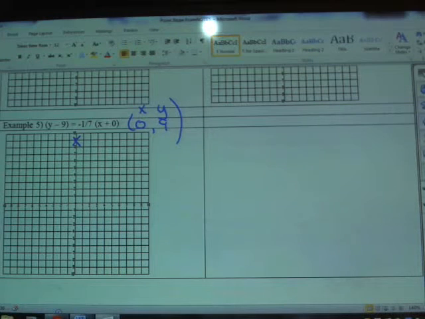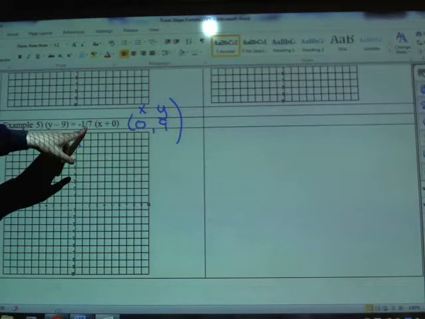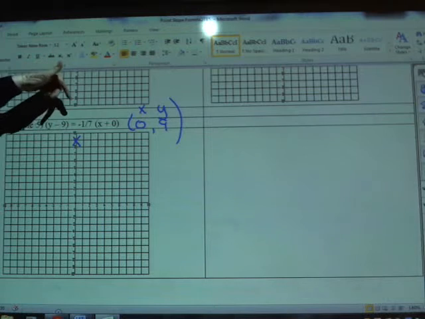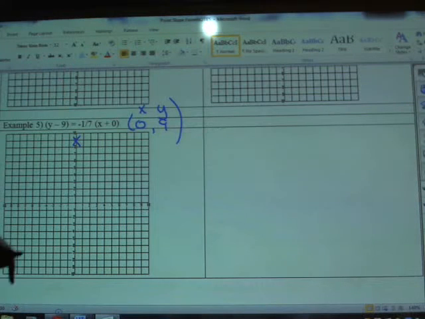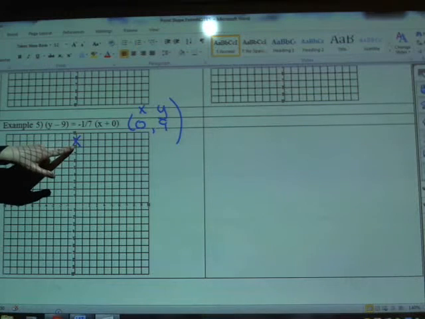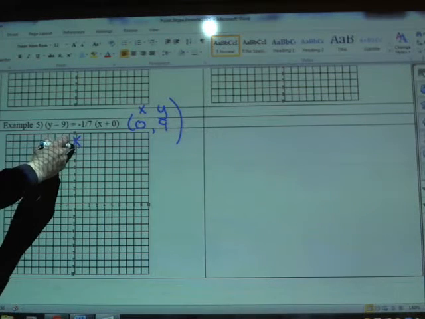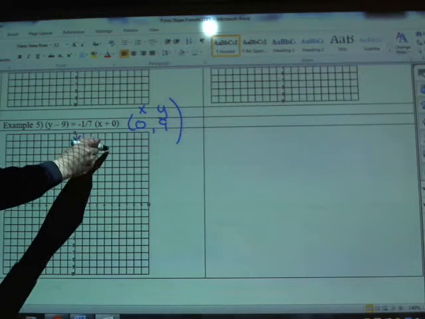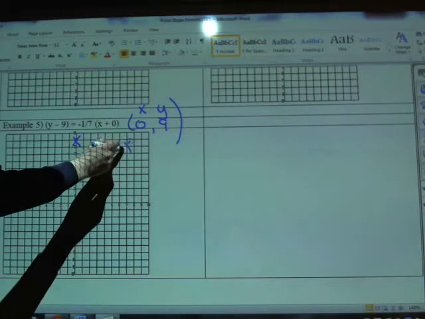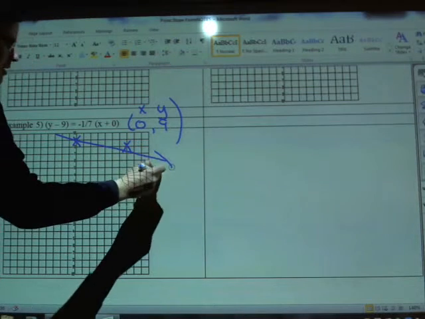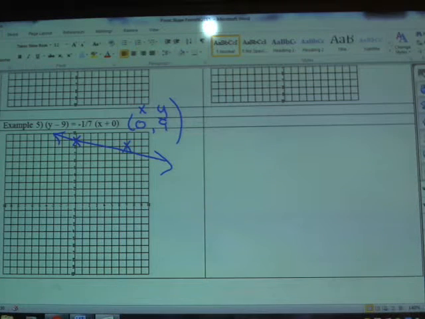Then I'm going to plot my slope. My slope here is negative 1/7. A slope of negative 1 over 7 means I'm going to rise negative 1 unit, or in other words, go down 1 unit. Negatives go down, positives go up. Slope has the exact same meaning it's had in every section you've seen. Down 1 unit, and then run 7, go to the right 7. So I go 1, 2, 3, 4, 5, 6, 7 units to the right, and I connect my points, and there's the graph of y minus 9 equals negative 1/7 times x plus 0.